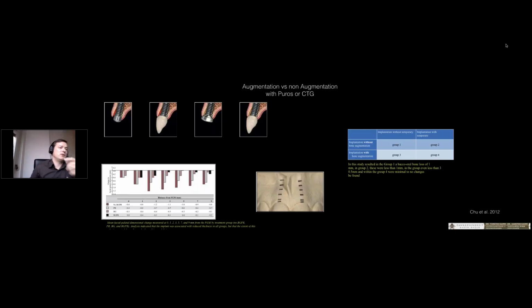So this is very new, and it's a very good study from Chu. It comes from 2012. As you see, looking at the pictures on the left side, you see just immediate implantation and immediate loading. And on the right side, you see a dual zone augmentation and immediate loading. And if you look at the statistics below, you see the loss of the bone on all sides.